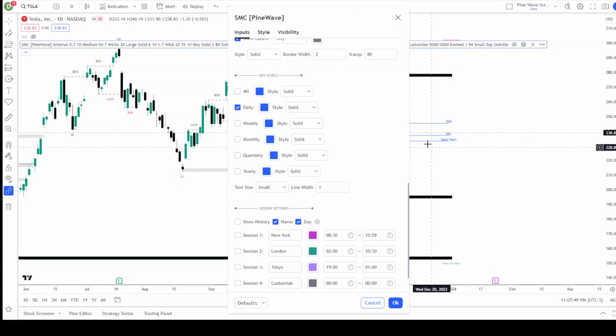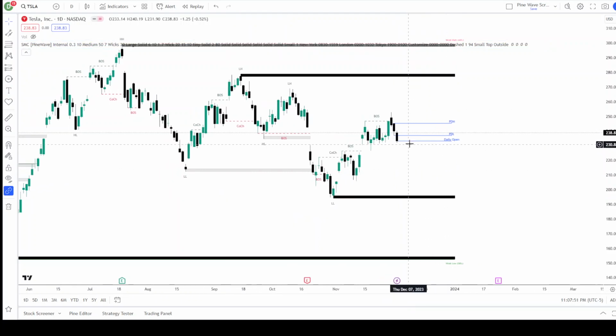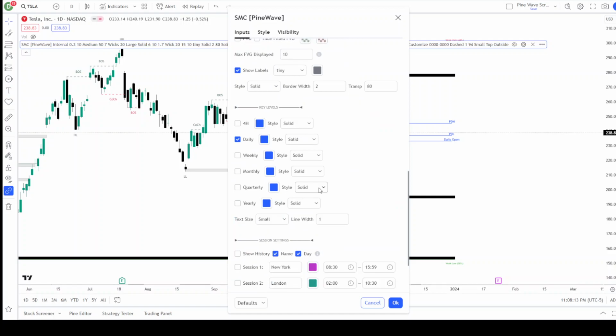Previous day open. Daily open. So this is Friday's open. Then it'll give us Thursday's high and low, right? Because again, it assumes we're still on Friday. It doesn't know we're on Monday yet. When Monday kicks in, it's going to give us the open of Monday, and it's going to give us Friday's high and low. Same thing goes with the weekly, the monthly, the quarterly, and the yearly.